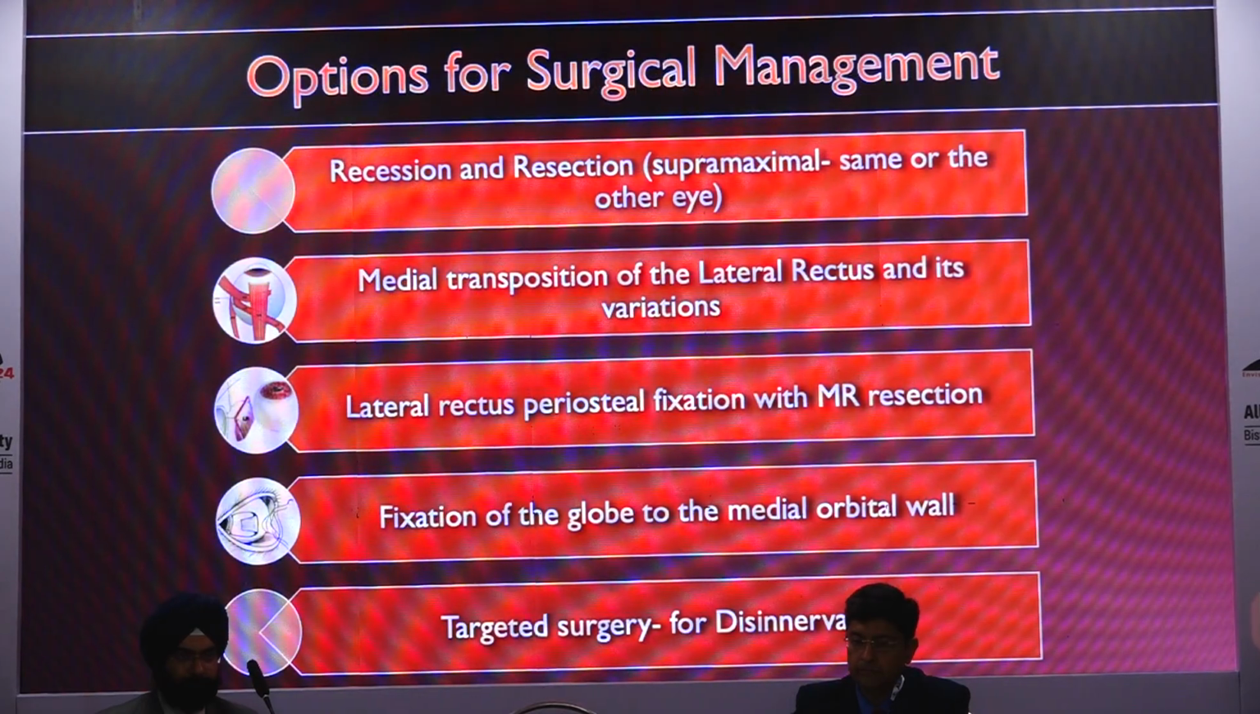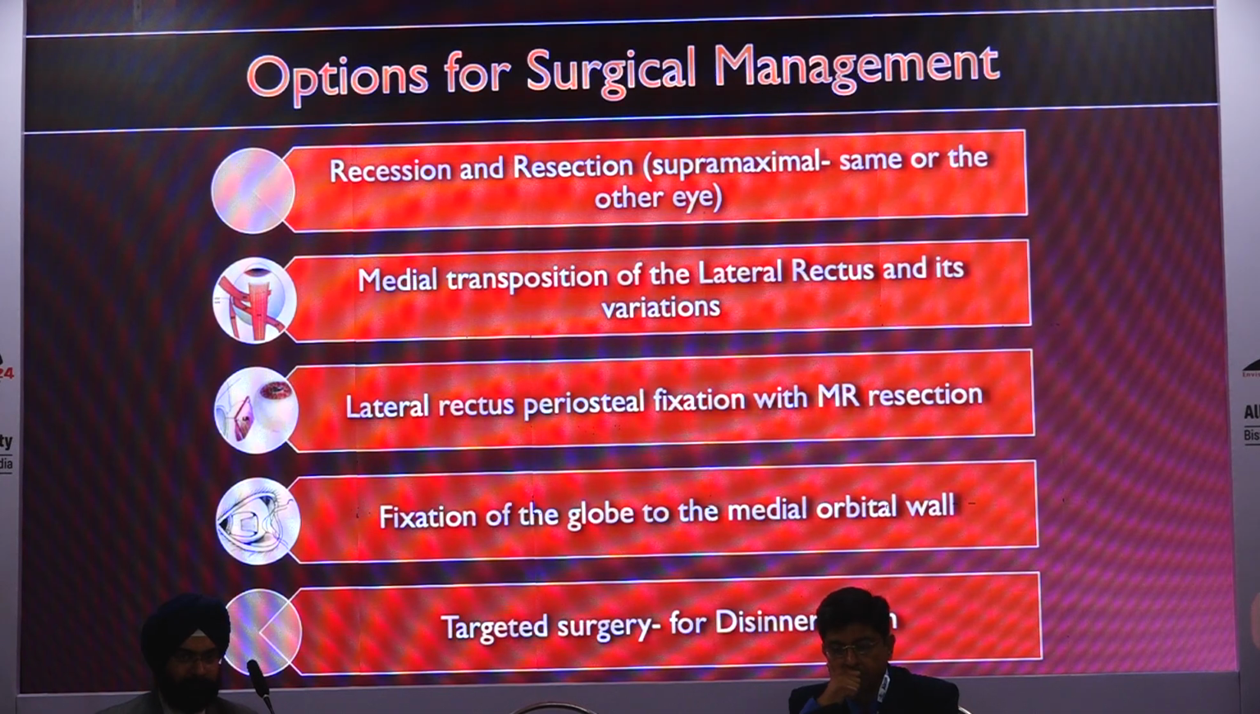So what are our options for surgical management? We can perform a recess resect procedure. We can perform medial transposition of the lateral rectus. We can perform periosteal fixation procedures like the lateral rectus periosteal fixation or the medial globe anchor.